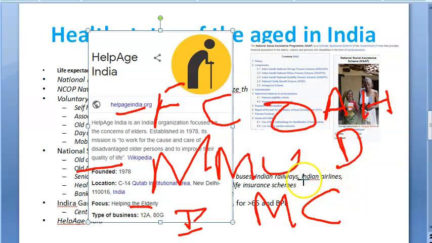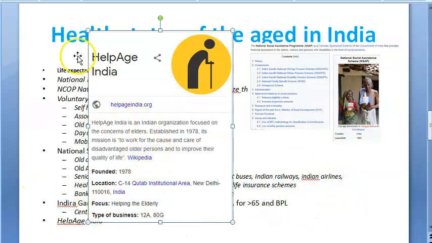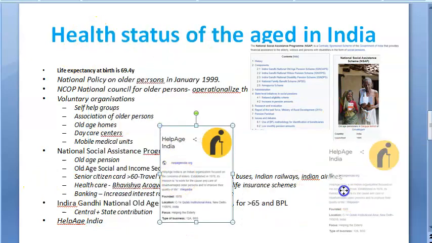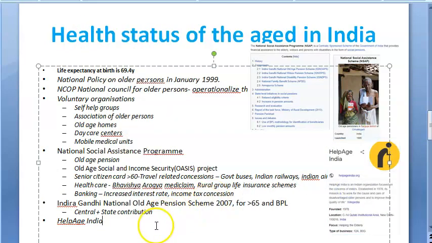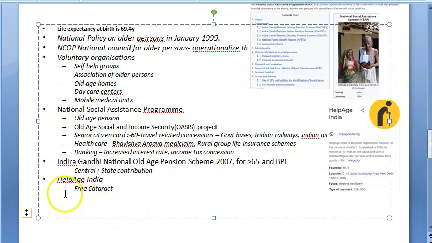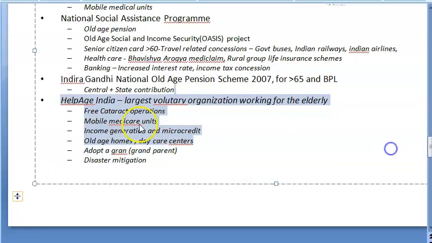Adopt a Gran is something that they have. You can adopt a grandparent. Nice, right? Disaster mitigation also they do. So what all do they do? Free cataract. It's the largest organization, remember. Largest voluntary organization working for the elderly. So what all do they do? Free cataract operations, mobile medicare units, income generation, microcredit, old age homes, daycare centers, adopt a grandparent, disaster mitigation.